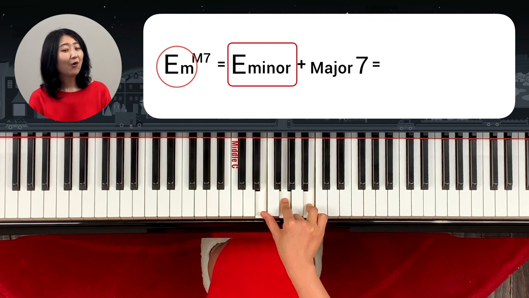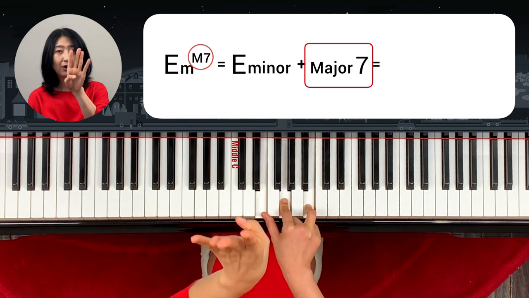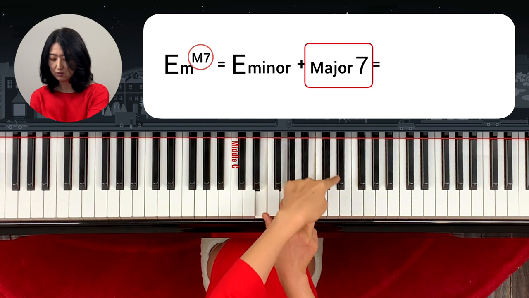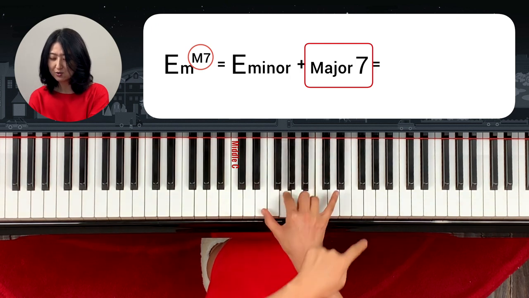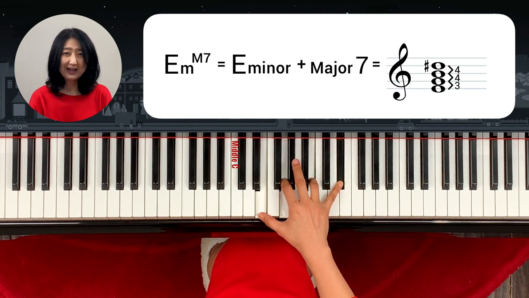Now what about M7? It means major seventh. So from the top we need to go up four half steps: 1, 2, 3, 4. So it will be, wow, it looks really far and weird, right?